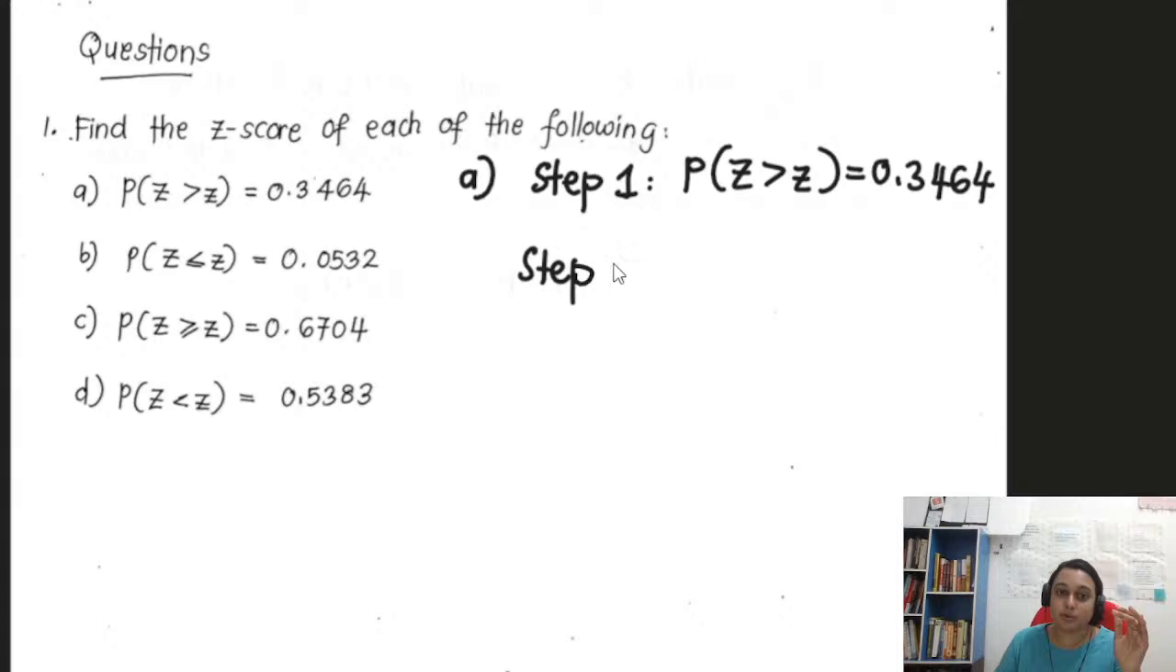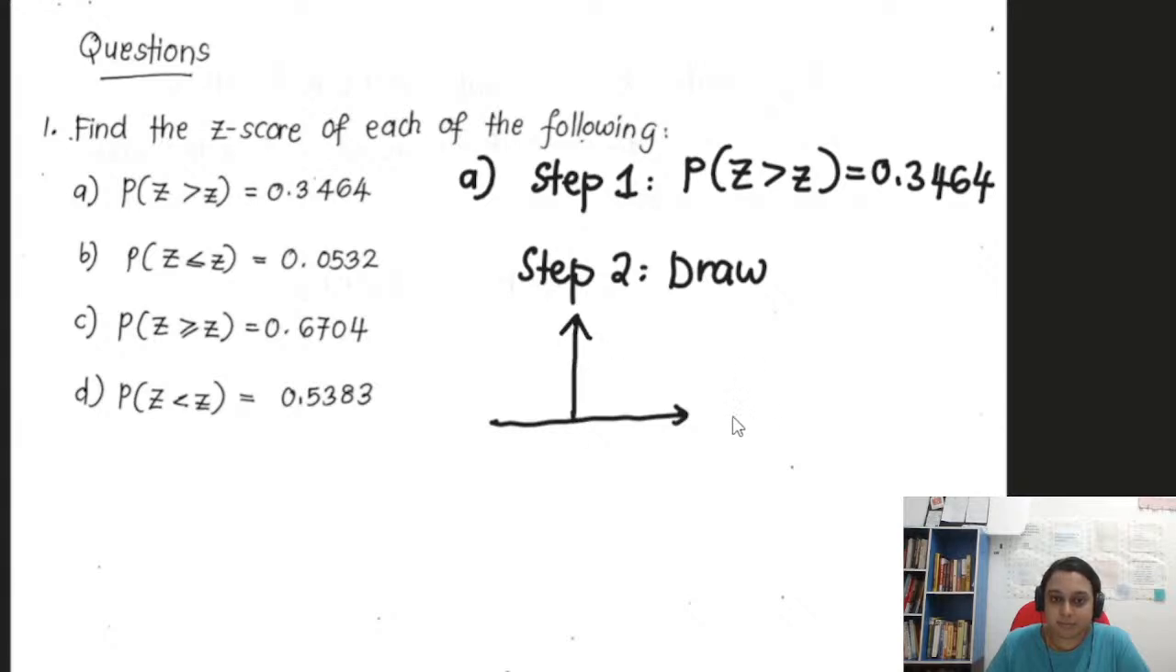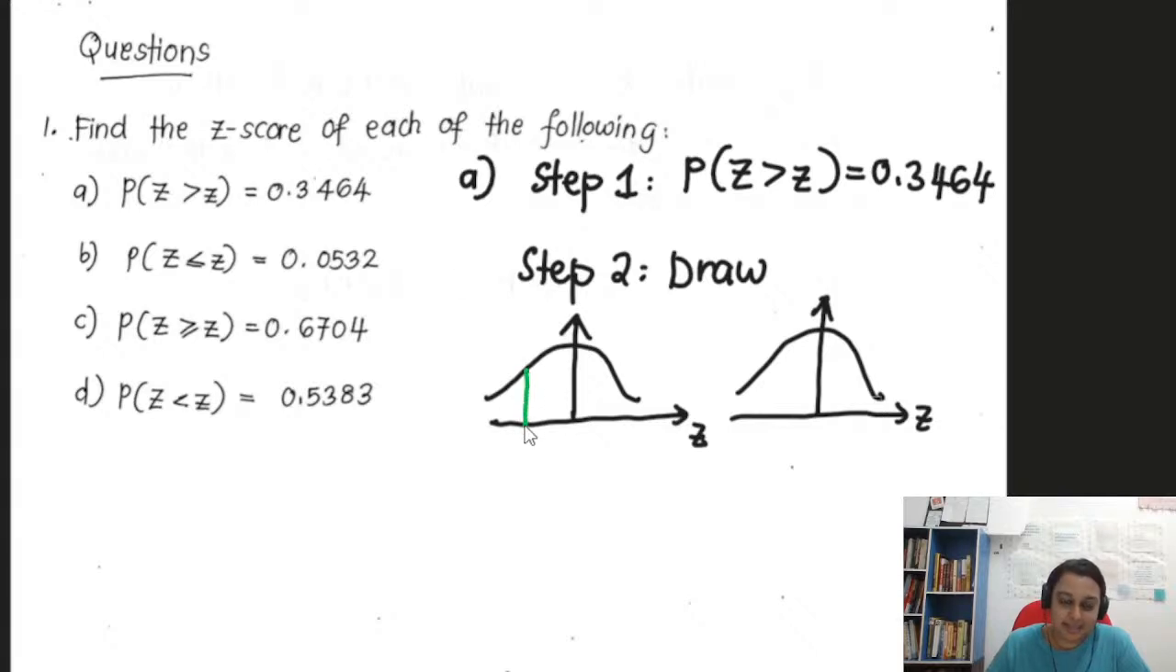Okay, step 2, draw. Draw your graph. Okay, draw 2 graphs. Always start by drawing 2 graphs. Draw the bell shape. One put a line on the left side, the other put on the right side. On the left and on the right. Okay, after that, see this one. Bigger than. Bigger than means you must shade to the right. So go to the right like that.